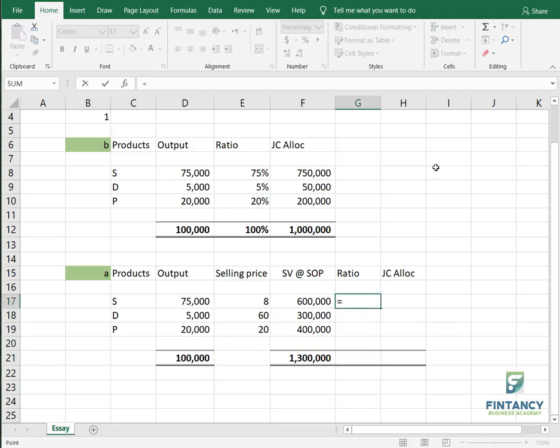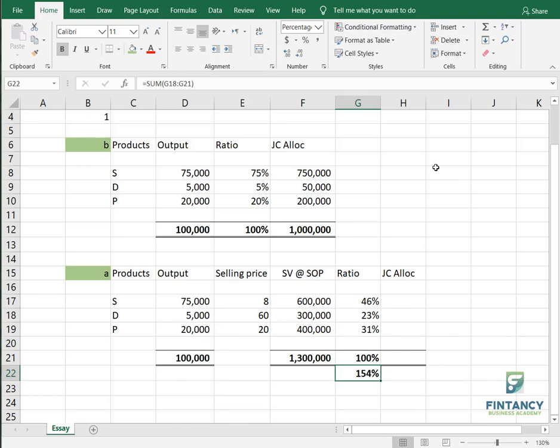How to take the ratio? This divided by this. You can fix it. How to fix it? F4 if you are using Excel sheet. Right? So my friends, this is the ratio updated.